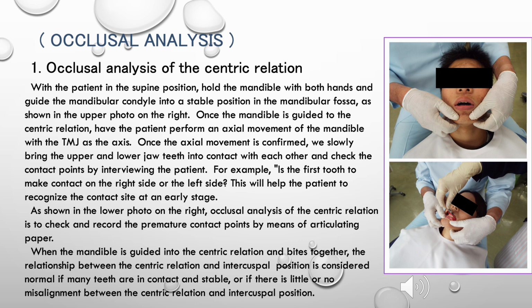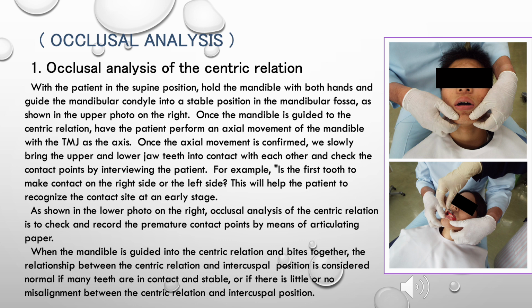Once the mandible is guided to the centric relation, have the patient perform an axial movement of the mandible with the TMJ as the axis. Once the axial movement is confirmed, we slowly bring the upper and lower jaw teeth into contact with each other and check the contact points by interviewing the patient. For example, is the first tooth to make contact on the right side or the left side? This will help the patient to recognize the contact site at an early stage, as shown in the lower photo on the right.